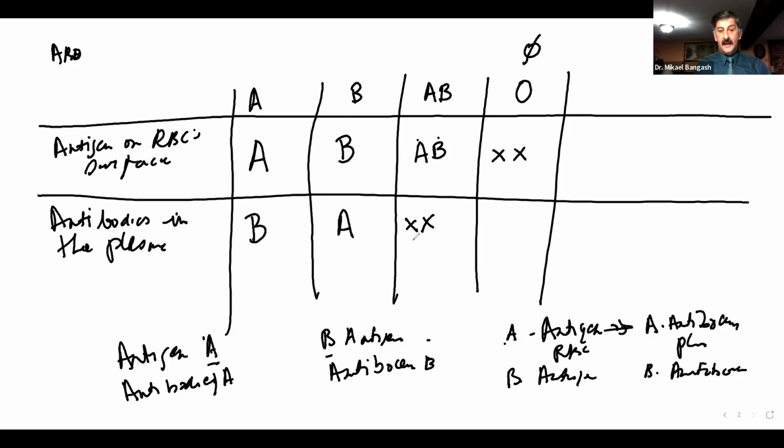So a person who is blood group AB has both the antigens, which means that he has neither of the antibodies in the plasma. Had he had the A antibody, that would react against the A antigen. Had he or she had the B antibody, that would have reacted against the B antigen. So mainly because they have both the antigens, they have neither of the antibodies. Did that make sense?